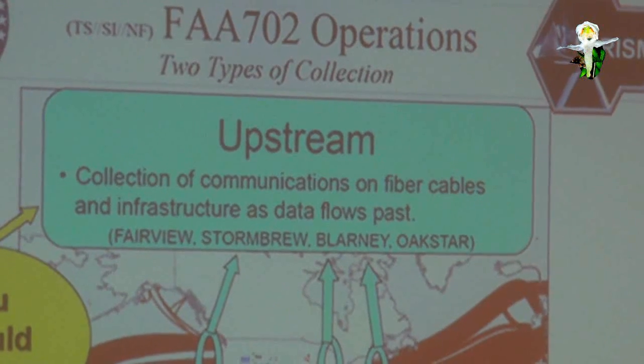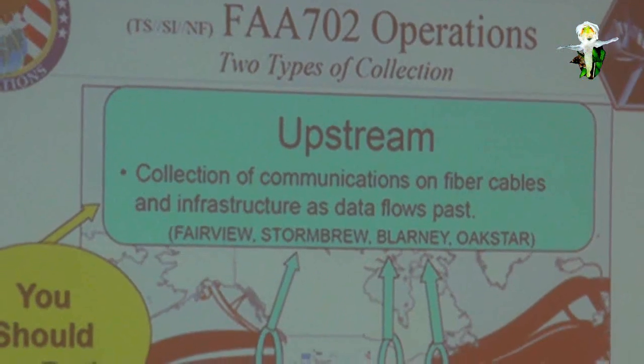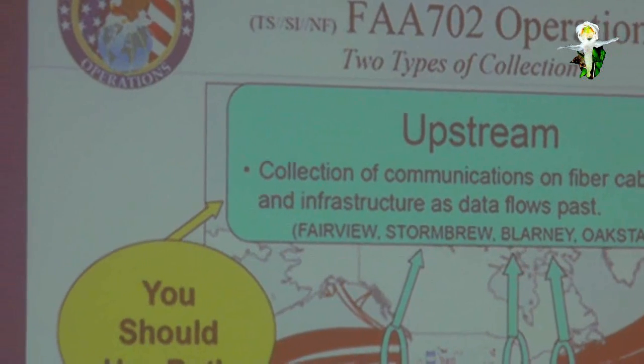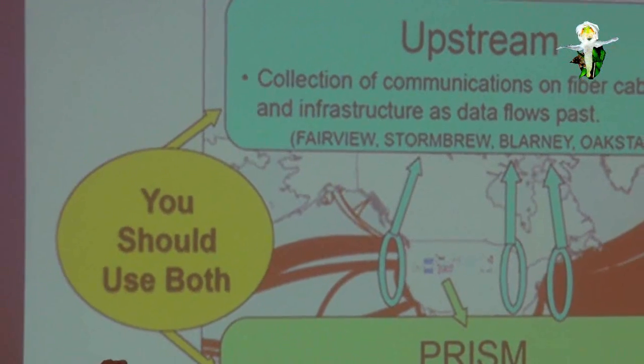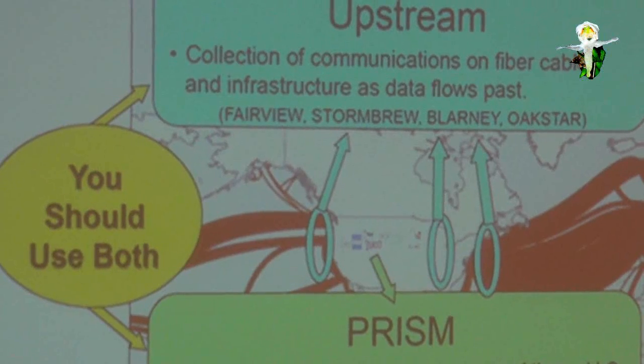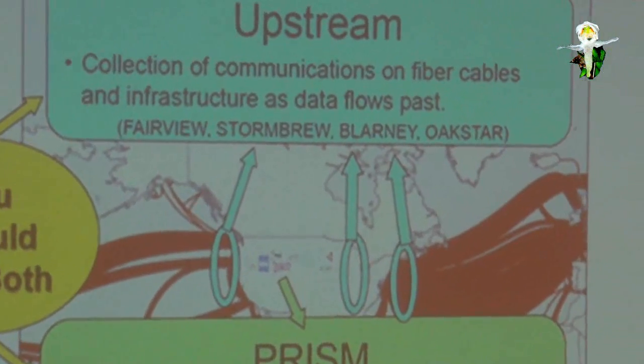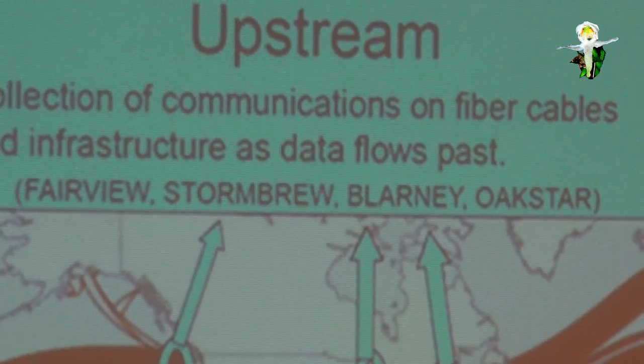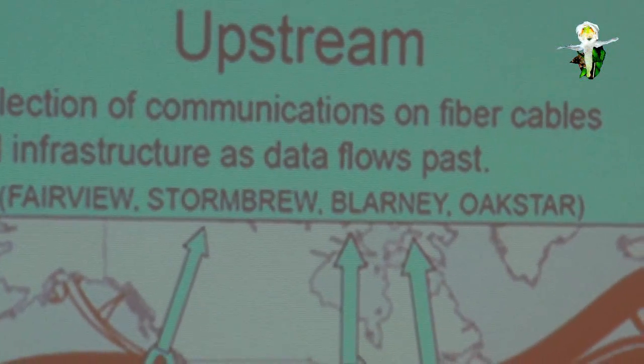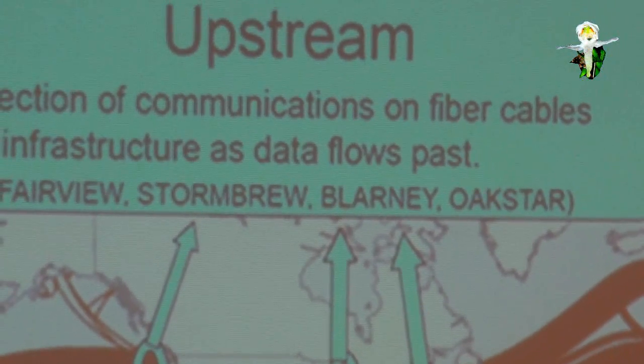So that's how they're tapping into the system, the three ways I talked about before. And you see some of the program names there: Fairview, Stormbrew, Blarney, and Oakstar. Well, those are only four. It doesn't mean they're all, but Fairview is the one of interest here, and that's where they get the bulk of content as well as metadata.